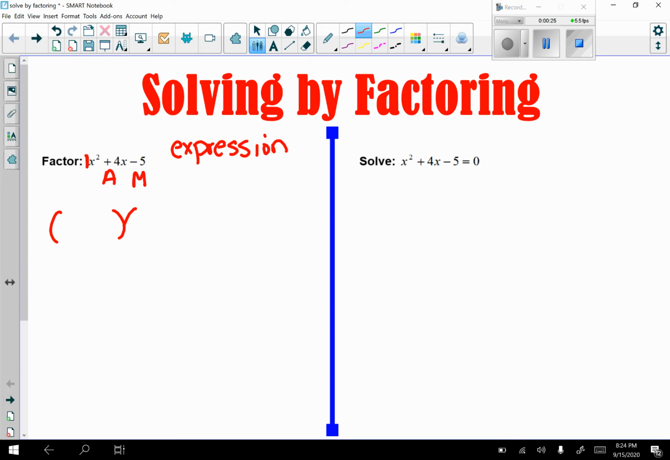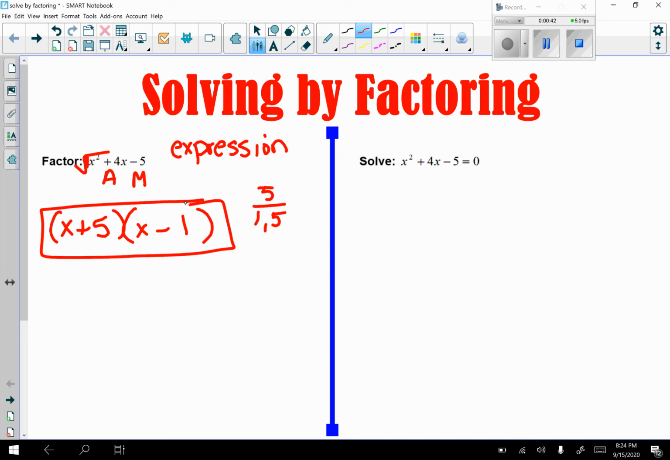So 2 parentheses, square root the first piece, use my sign trick, and I'm multiplying to 5, so my only options are 1 and 5. Bigger number comes first, so this is my answer for factoring.